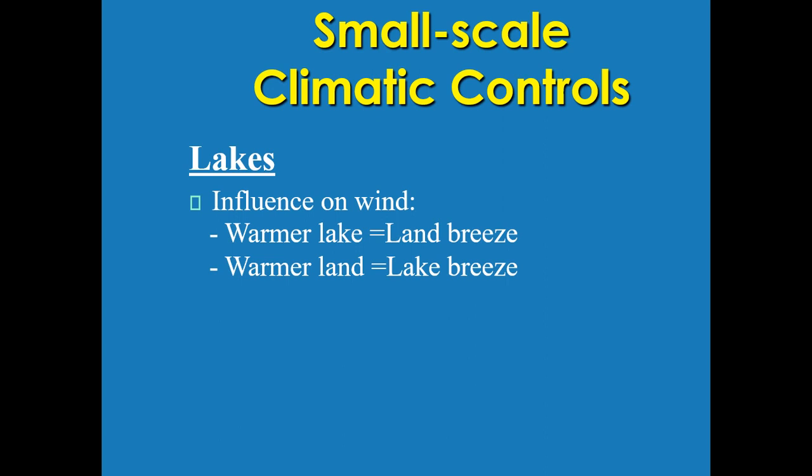Generally, at nighttime, the pattern of circulation reverses to where the lake is now warmer and the land cools off much more efficiently, and you get what's known as a land breeze, where the wind shifts direction from the land towards the lake.